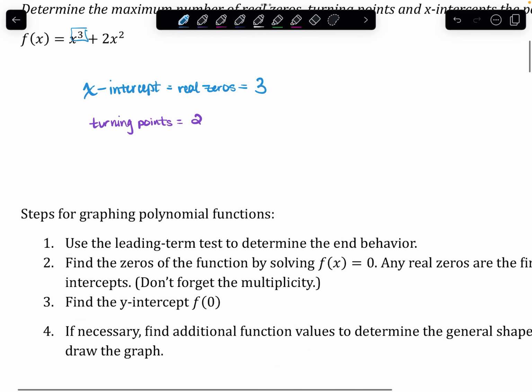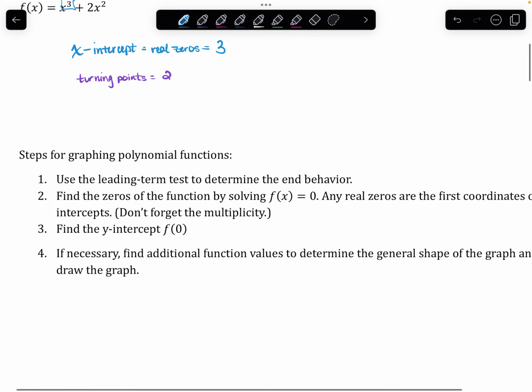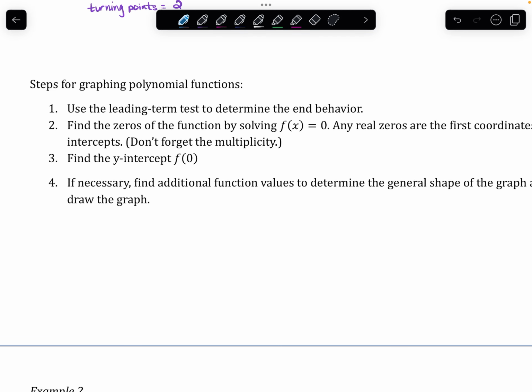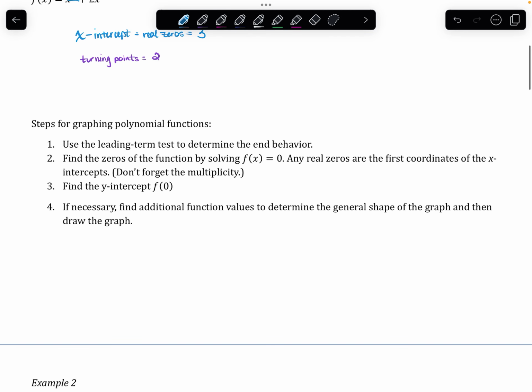All right, there's your steps for graphing a polynomial if needed. In case you need to pause it on those, there's your steps.